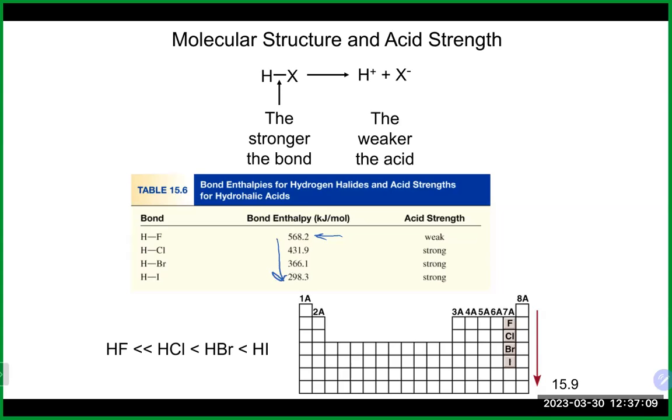So why that's important, for example, is if I have HF versus HI, which bond is easier to break?